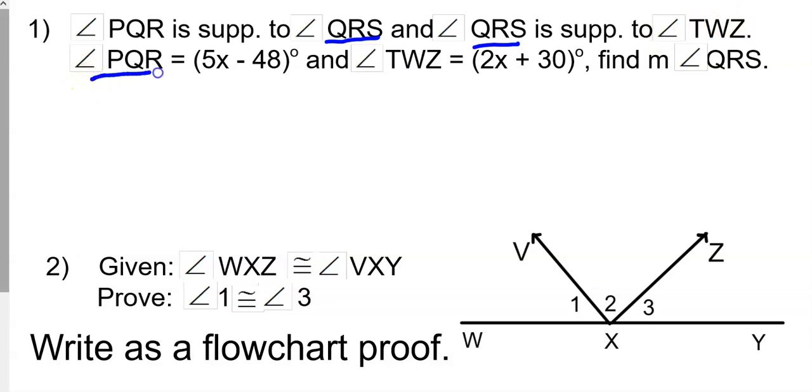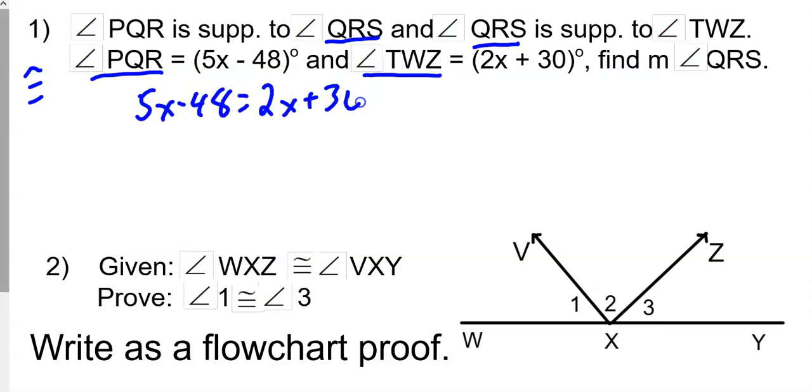So we know this angle and this angle must be congruent. Okay, so we can set them equal to each other. 5x minus 48 equals 2x plus 30. And if we solve that, we get 3x equals 78, and x is 26. Okay, so again, as I always say, plug it back in. Read the question. Is this what we're looking for?